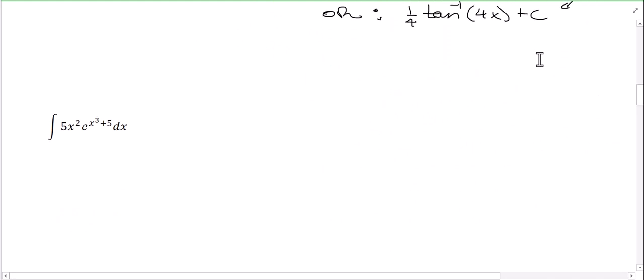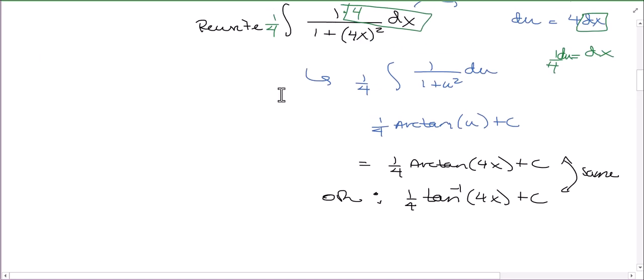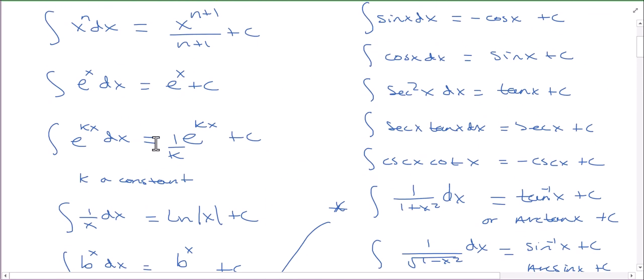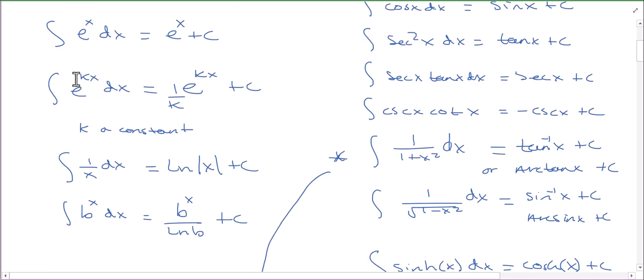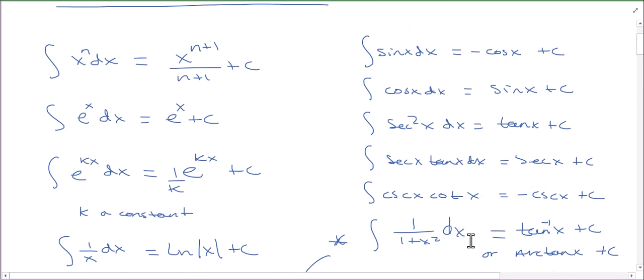All right, let's try this first example. The integral of 5x squared times e to the x cubed plus 5. And so first of all, can we do it just by looking at it? You want to ask yourself the question, can I use any of these? The general power rule, is it just an e to the x? Is it an e to the kx? Do I see any of the antiderivatives that I recognize just by looking at it?